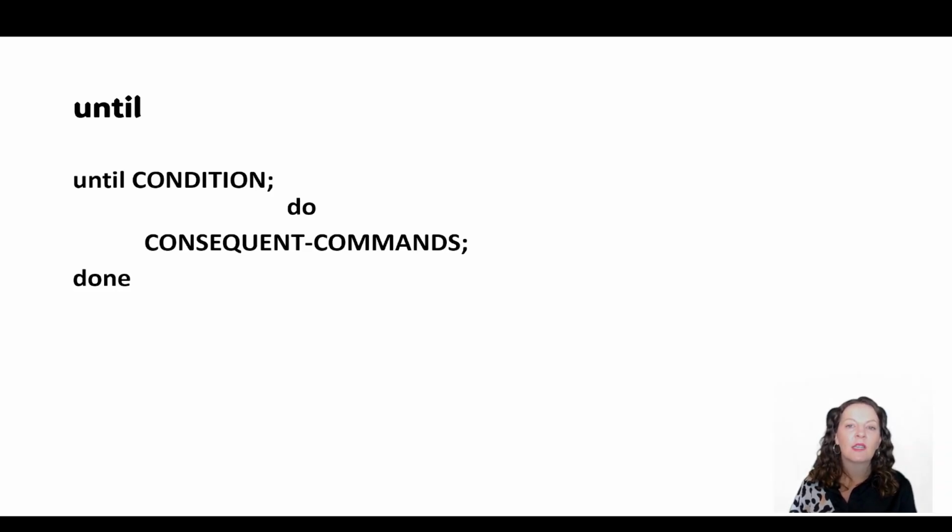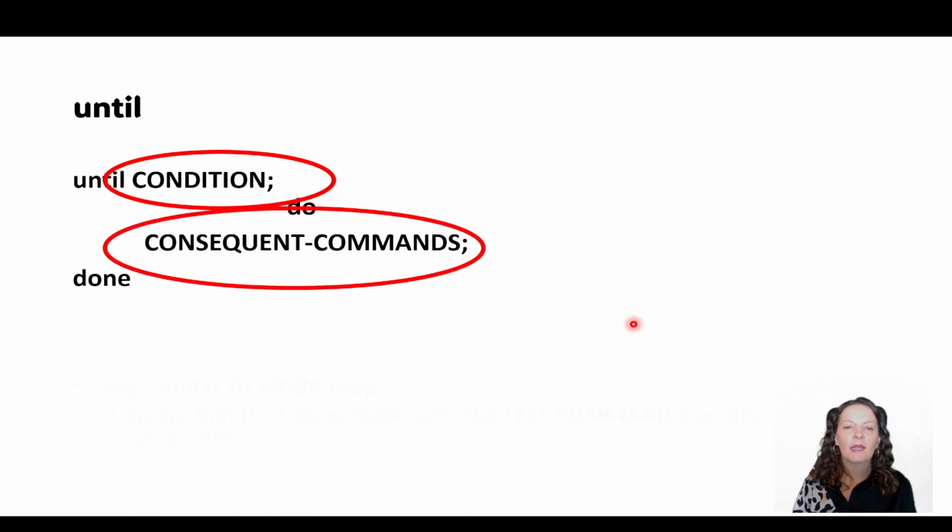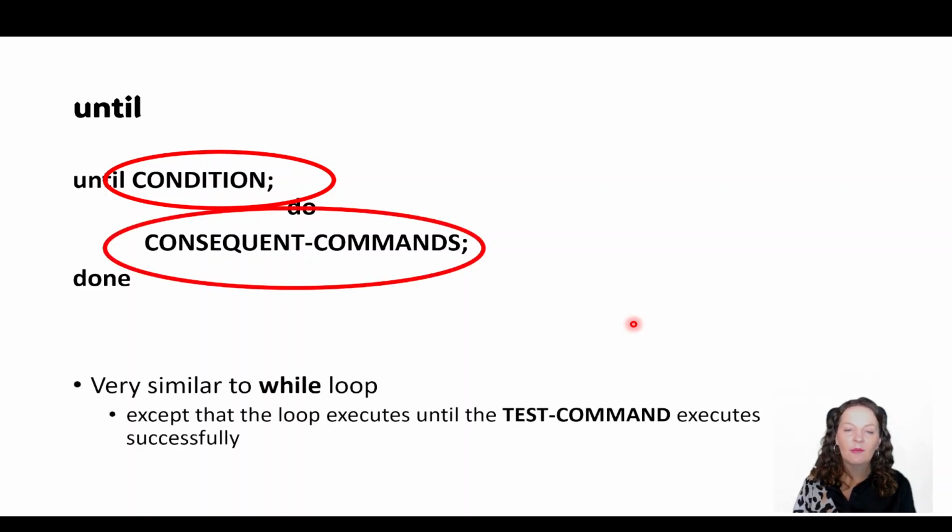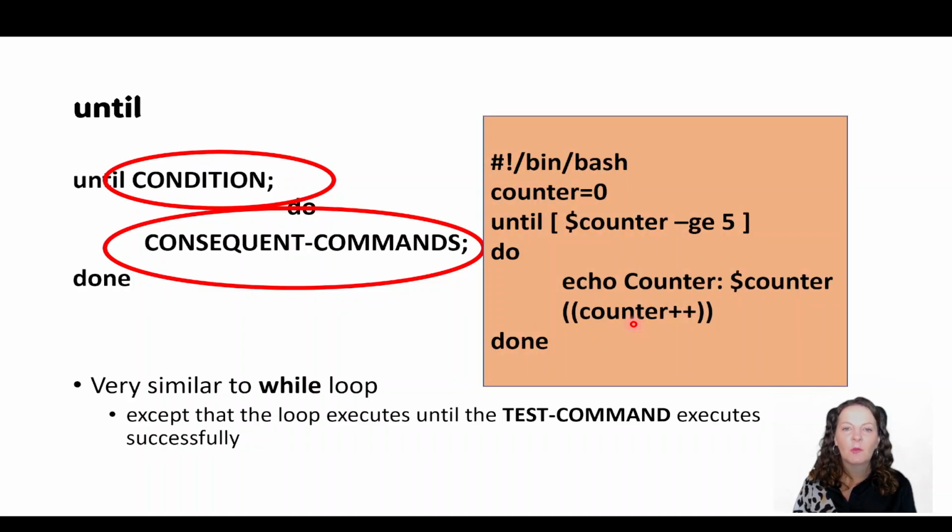So the condition is evaluated before executing the command. If it evaluates as false, the command is executed. So it's pretty much the opposite. The return status is the status of the last command executed in the consequent commands list. Your condition can again be any command that can exit with a success or with a failure. So maybe you have, is my counter greater or equal to 74? Very similar, it's just that it does it the opposite way around.